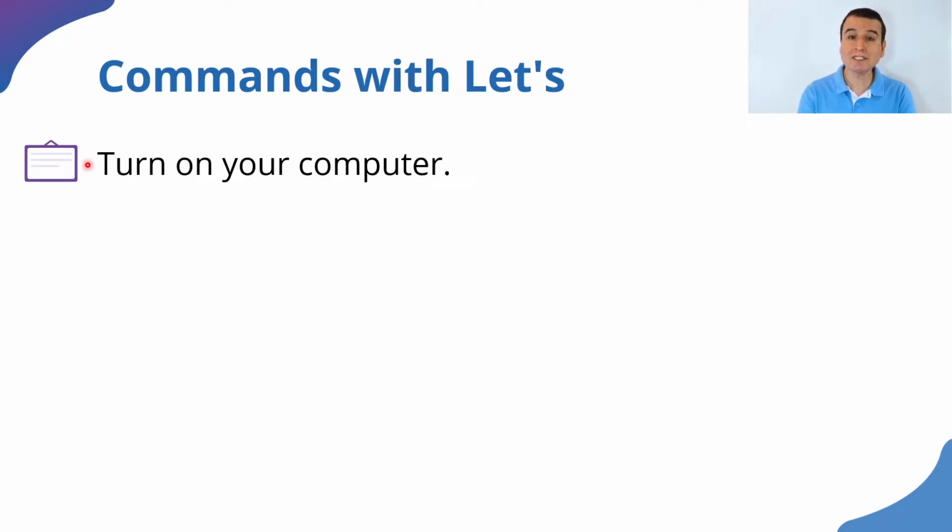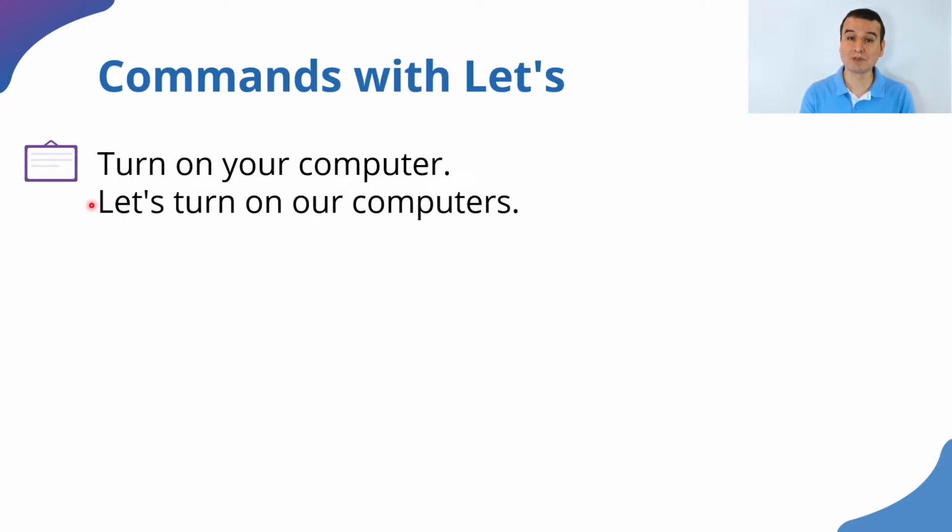Now, there are some situations in which we are part of the group that we are giving the command to. In that case, we use the command, but we add one word before it, which is the word let's. We say, let's turn on our computers. We are giving a command, an order to a group of people in which I am included. So if I say, let's turn on our computers, it means that you who are listening to me will turn on the computer and I will do it as well because I follow my own recommendation as well.